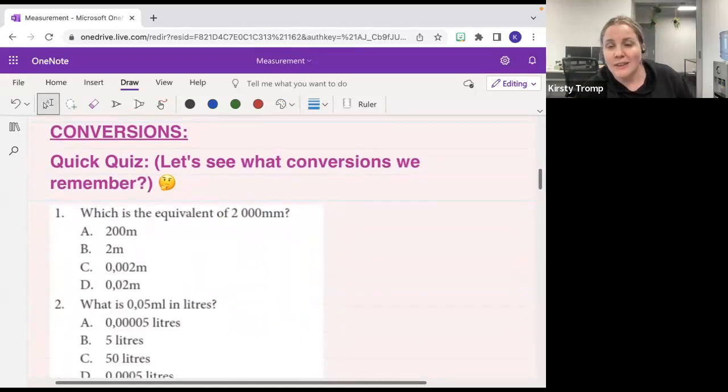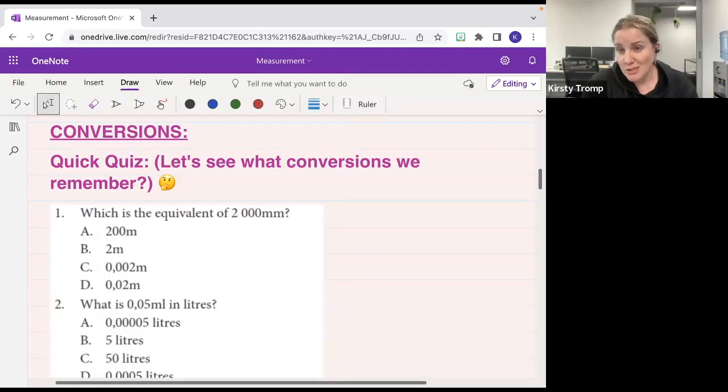Today we are having a look at conversions. Conversions are a really, really important topic, because they are what we use every single day in the real world. Conversions are a really important topic in Maths Lit, and they get used in nearly every single topic that we do in Maths Lit. A quick quiz.